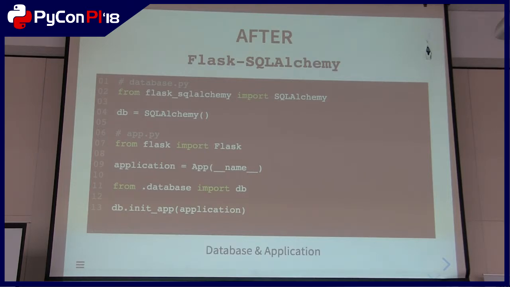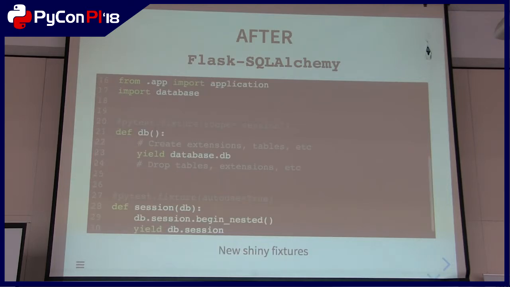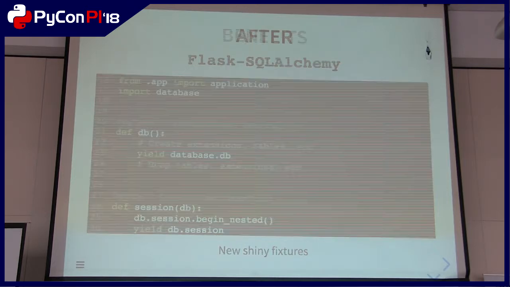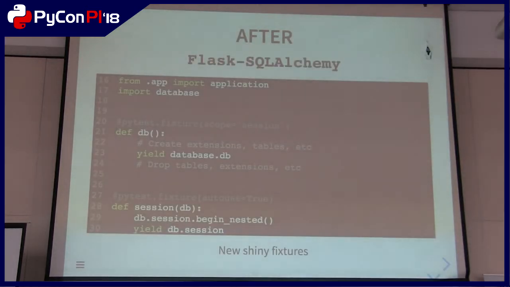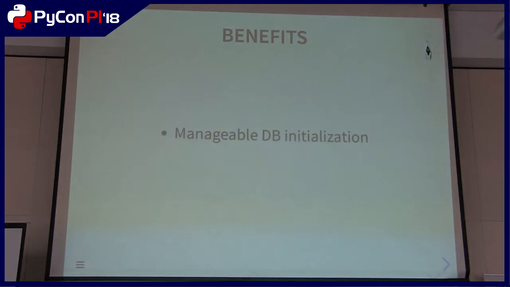Now we have a separate database object which is initialized only when the application is initialized. So we put the database into the application context. And here we have our new shiny fixtures. We don't need any multi-patching here. We don't need to create a separate connection. So we have this global state manageable.